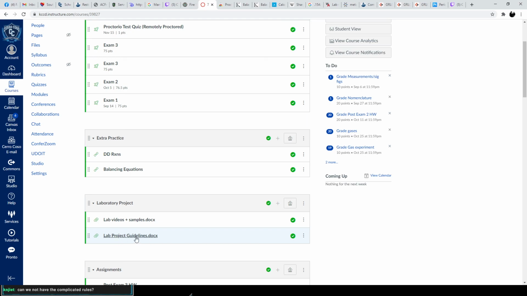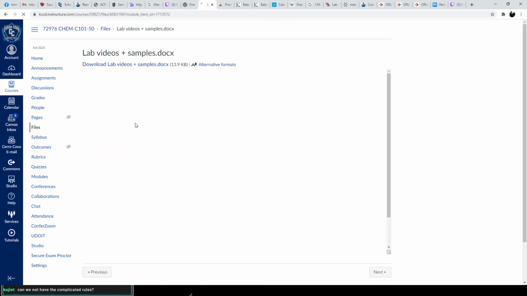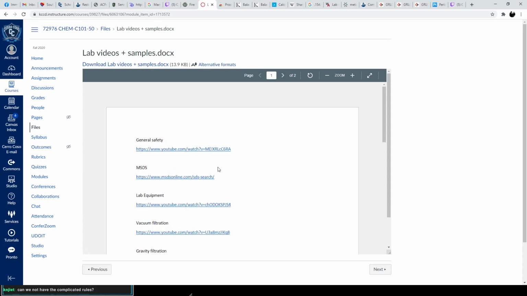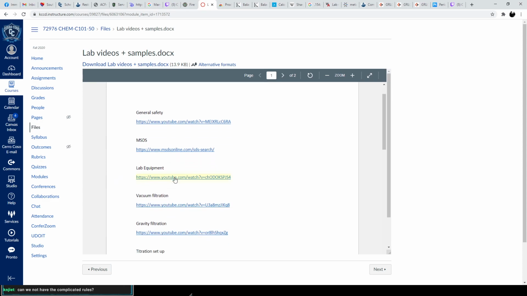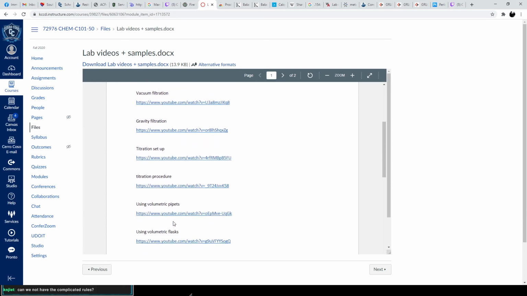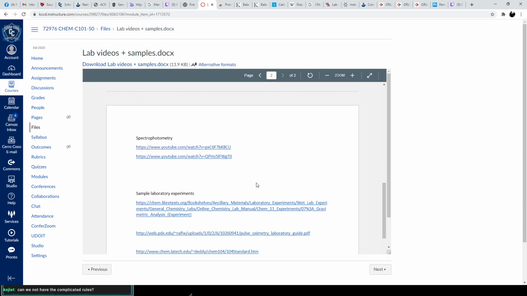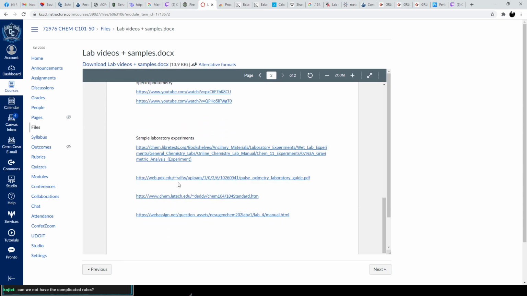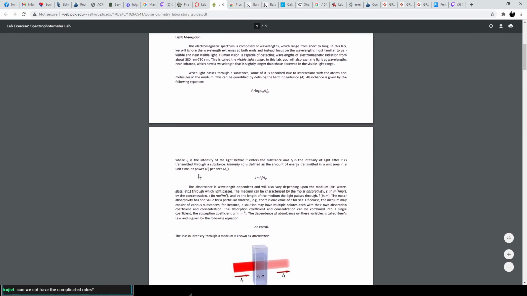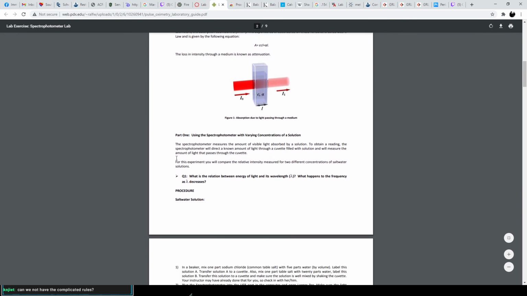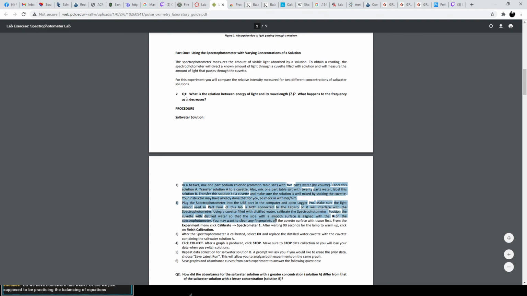Also, with the guidelines that we looked at earlier, we also have this document that has all the YouTube videos that you're going to want to watch. There's one on safety, a link where you would look up compounds you're using to see safety information about them. Some information about lab equipment, and then there are several techniques written out here. And then there's also a number of sample experiments. You're basically just going to be writing something like this. They have the introduction, some pictures, and then they have their procedure here.